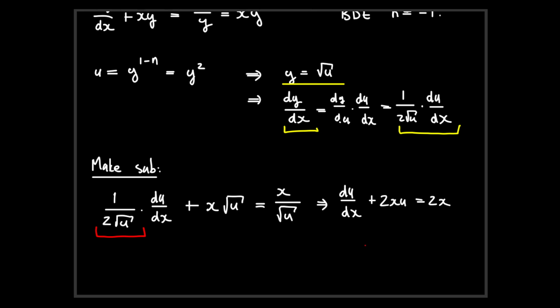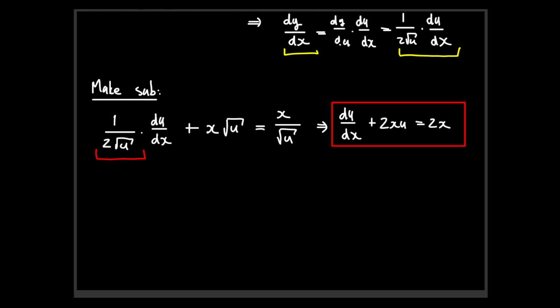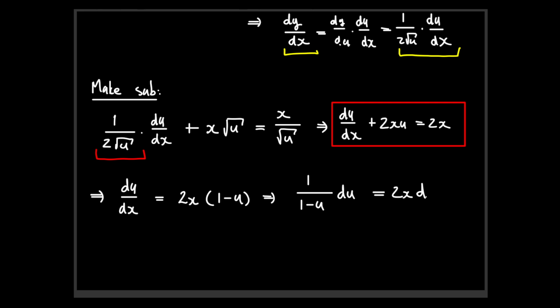So we have reduced our original differential equation into this one, which is separable, and now we can solve it as a separable equation. So let me just rewrite this again. du/dx here is equal to 2x times 1 minus u, just taking the 2xu over to one side and factoring out the 2x. And this just gives us that 1 over 1 minus u du is equal to 2x dx.